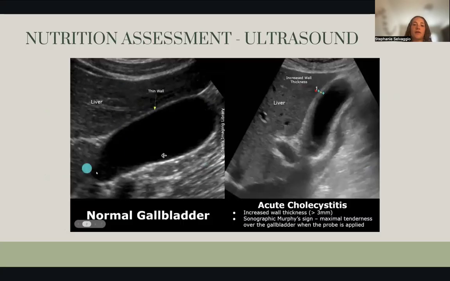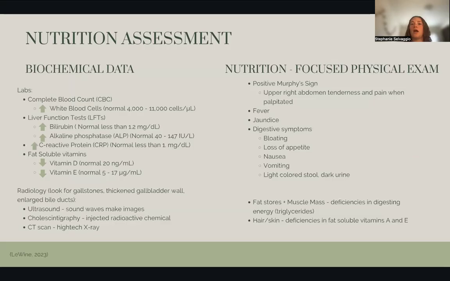So the picture on the left is a normal gallbladder. You can see the thin wall. Here's the liver. And then the picture on the right is an inflamed gallbladder. So you can see that that wall is a lot thicker, and there's the liver right there. And so, I don't know, it's just interesting to see the difference there in the ultrasounds, which I thought was pretty cool. And then some things with nutrition-focused physical exam.